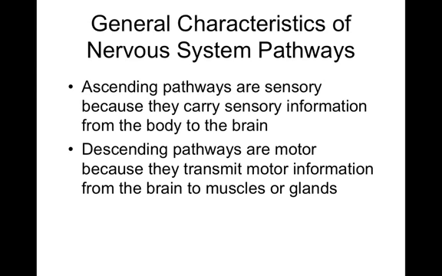Descending pathways are motor. We also call this efferent, away from the central nervous system, because they transmit information from your brain and spinal cord out to some muscle tissue somewhere in the body. If it's somatic motor, it's skeletal muscle. If it's autonomic motor, then it's smooth muscle and glands.